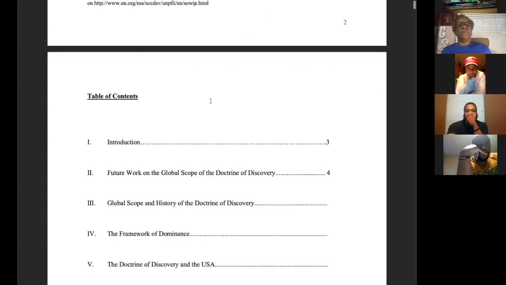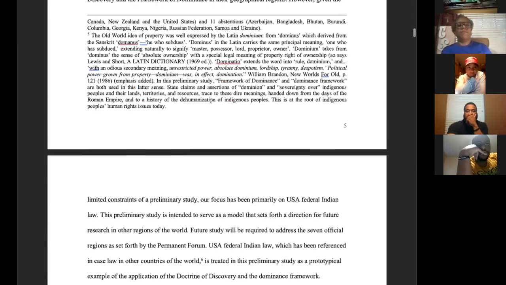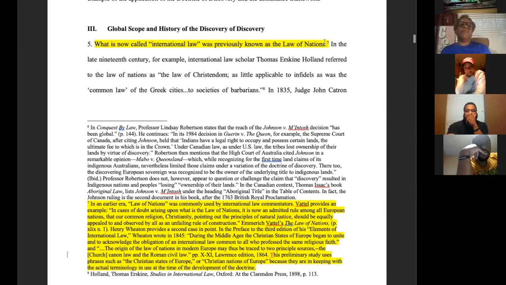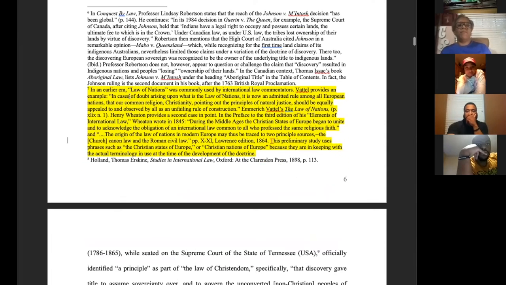Well, you will find the global scope and history of the doctrine of discovery. What is now called international law was previously known as the law of nations, reference number 7. I'll read this, it's tiny.